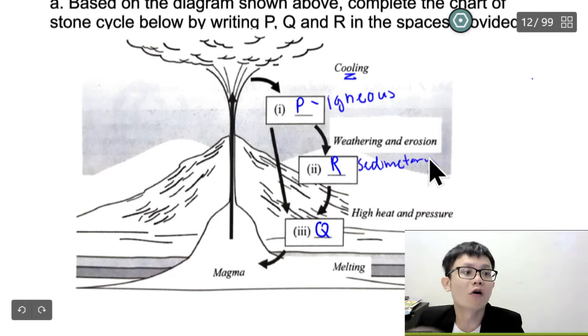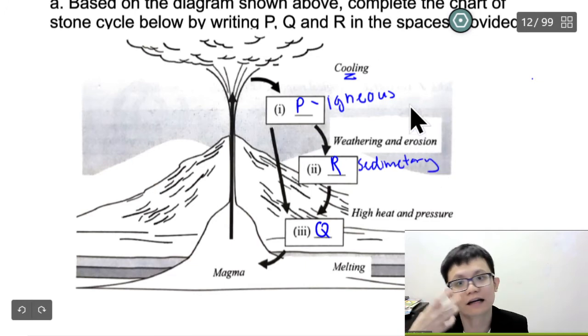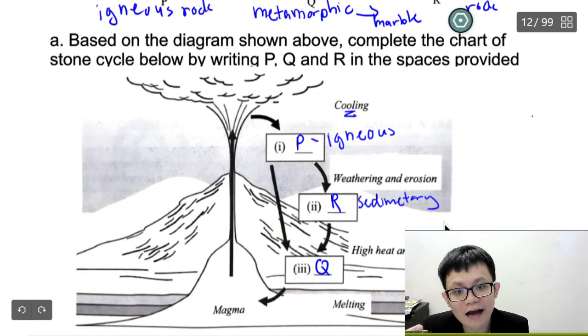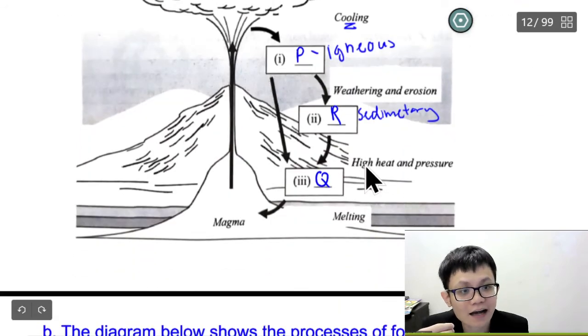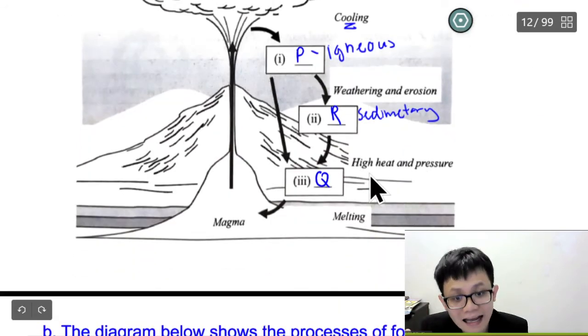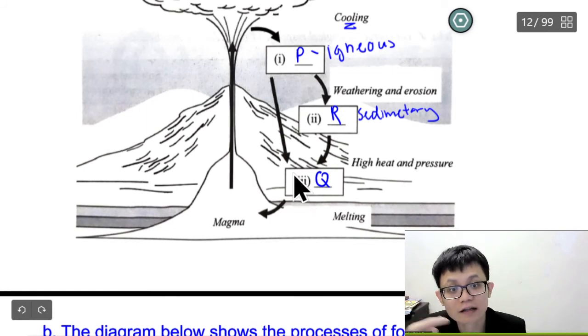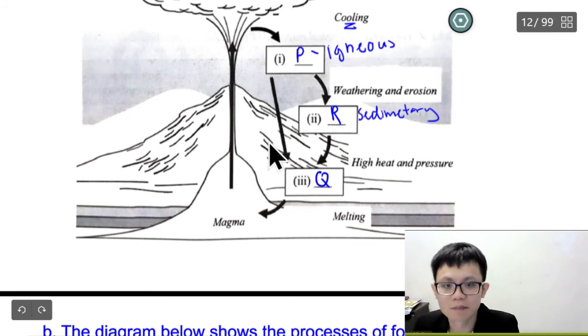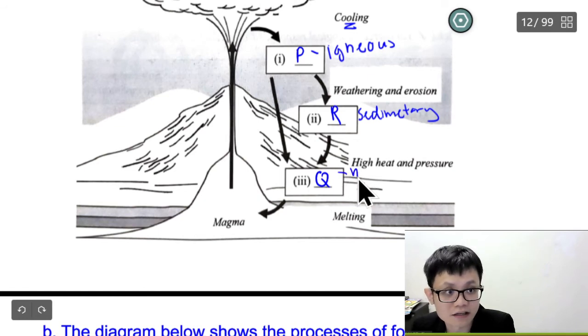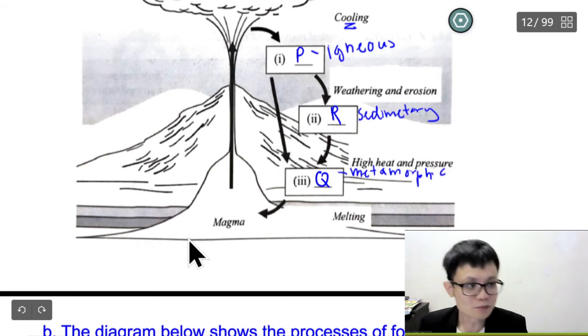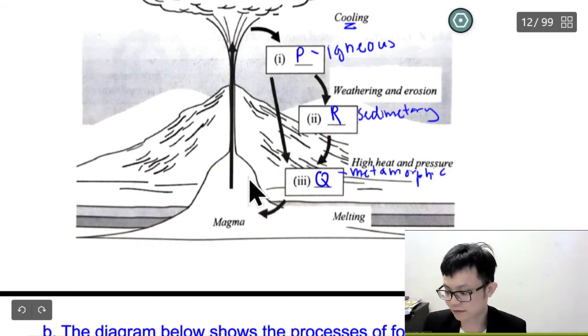And metamorphic rock, like the Pokemon, right? Metapod, very hard, and it formed from high heat and high pressure. So this one, the Q, will be the metamorphic rock. So I just write here metamorphic rock. Very good. So let's move on to the next question.